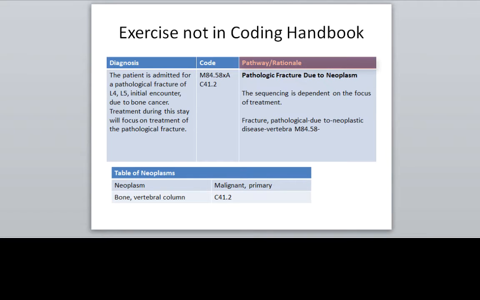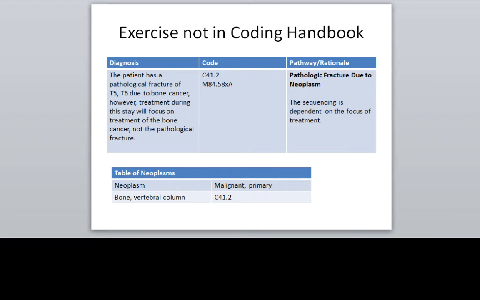Your pathway is here on the slide. Fracture, pathological, is your main term, with subterms due to, neoplastic disease, vertebrae. That takes you to M84.58. When you go to the tabular, you see that there is a 7th character needed. We know the initial encounter is our 7th character, so we need a placeholder X in the 6th character position, and that indicates that pathological fracture. It's the principal because our focus of treatment during this encounter is the treatment of that pathological fracture, and the cancer is there because that's the reason why he has this pathological fracture.